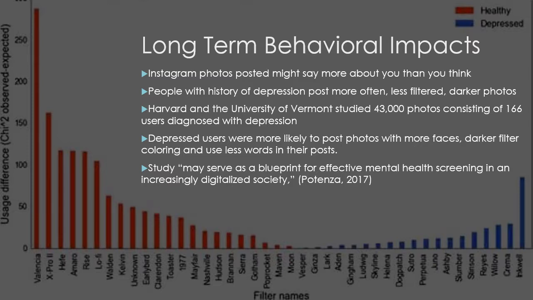So Harvard and the University of Vermont studied 43,000 photos consisting of 166 users that were diagnosed with chronic depression. Now, depressed users were more likely to post photos with more faces, a darker filter coloring, and use fewer words in their posts. So this study may serve as a blueprint for effective mental health screening in an increasingly digitized society.